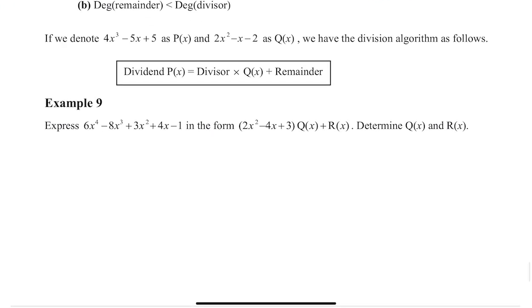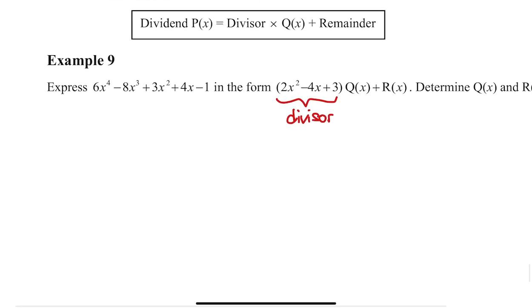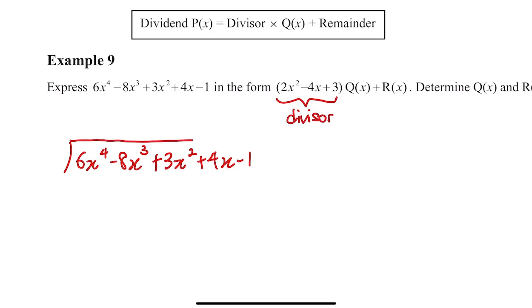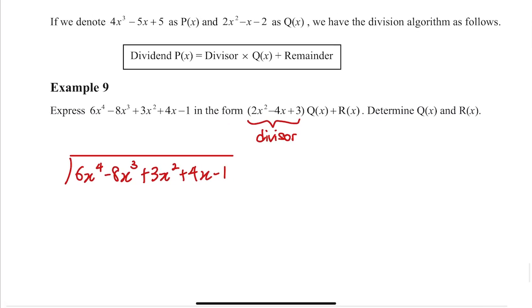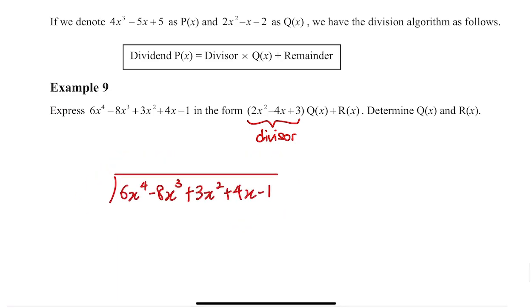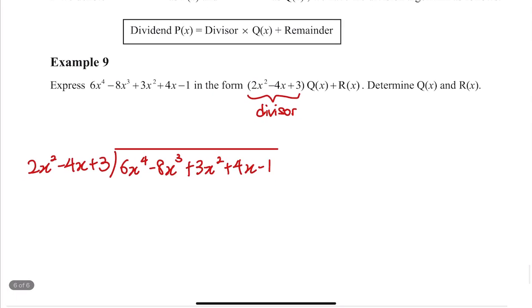Alright, now let's look at the last one, example 9. Express this polynomial in the form quotient plus remainder, which means this must be your divisor. I want to divide 6x^4 minus 8x^3 plus 3x^2 plus 4x minus 1 by my divisor, which is 2x^2 minus 4x plus 3. Let's work it out step by step.